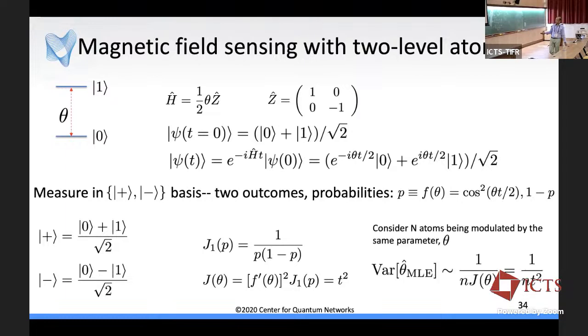So what it means is that the variance of your ML estimator will go as 1/(n t²), where little n here is the number of atoms that are sensing the same magnetic field. Each atom is subject to the same field, and you want to write down the variance of the estimator for estimating that parameter theta, which is the rate of oscillation.